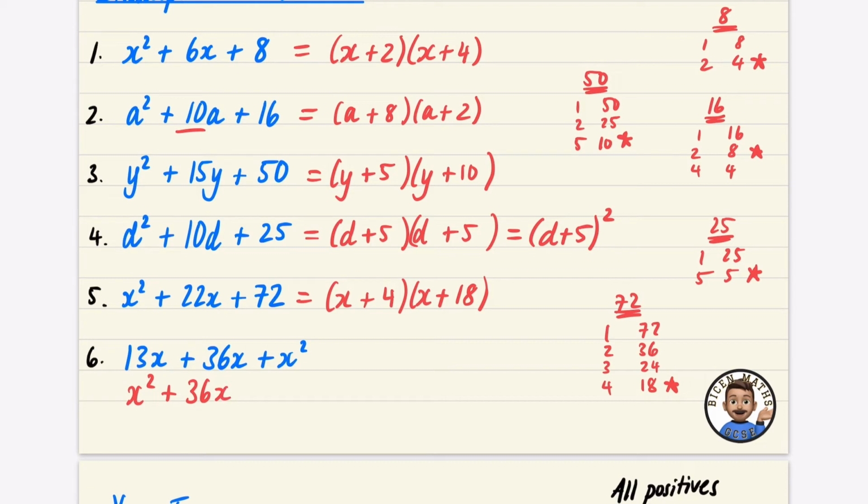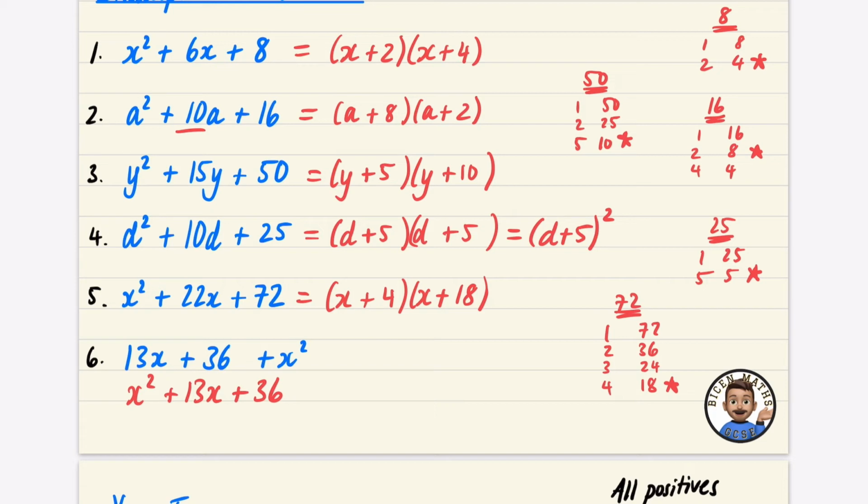Oh, that shouldn't say 13x. That should actually just say 36 here. I'm going to just change that one here, so that wouldn't be in the right place. It should have said plus 36. It is x squared plus 13x plus 36. You always have the squared, then the x, and then the constant.